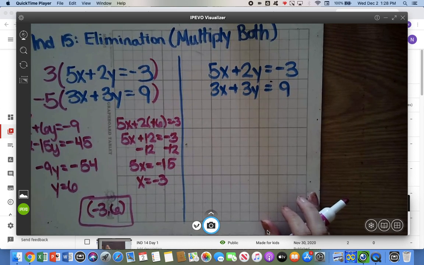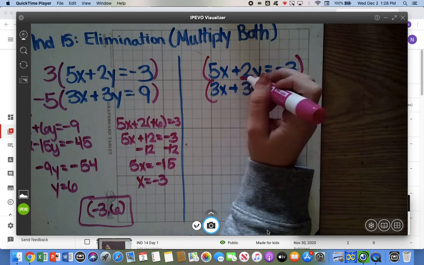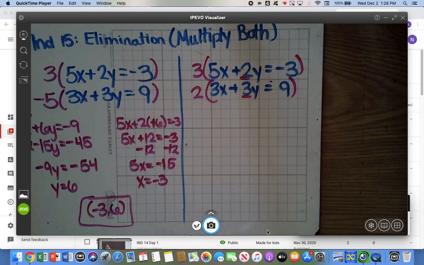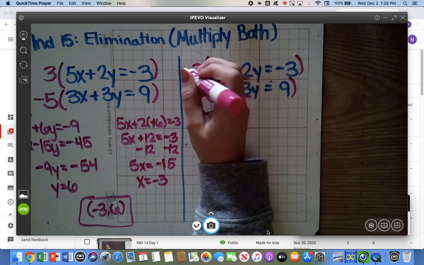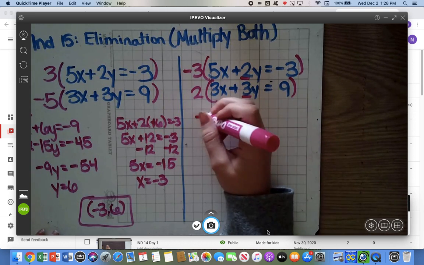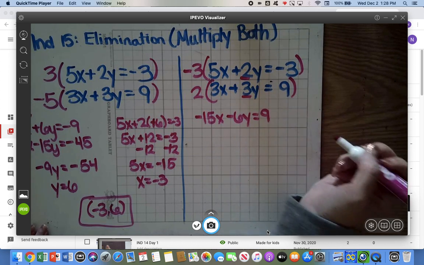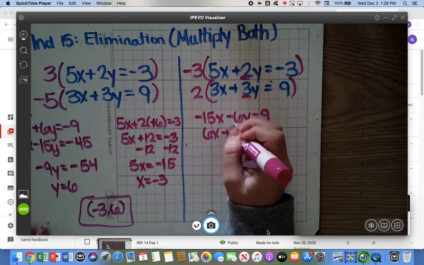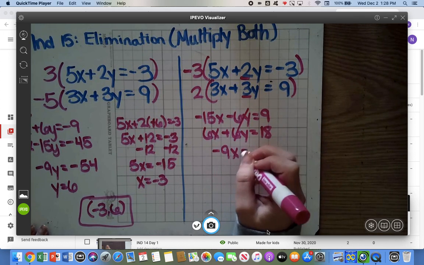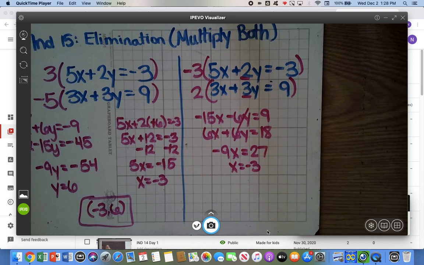Now, if I want to get the y's to eliminate, I would multiply these opposites in order to get those. Right now they're both positive, so I'm going to make this one negative. Doesn't matter if you made the bottom one negative or the top. So negative 15x minus 6y equals positive 9. 6x plus 6y equals 18. And you get negative 9x equals 27. We still get the same x value.